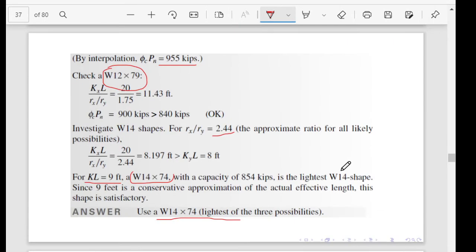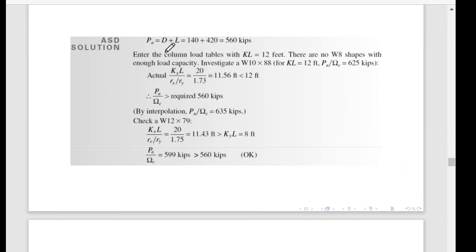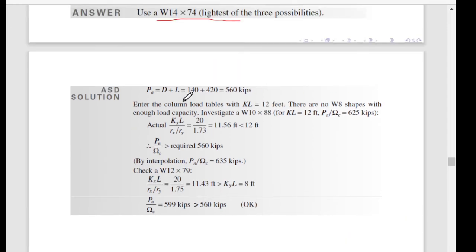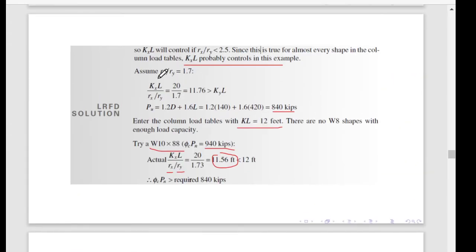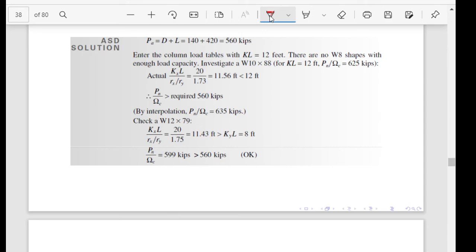This is for the LRFD solution. For the ASD solution, it is the same. It's just that the applied load is equal to dead load plus live load. Then the selected shape should be greater than this. Again, the same procedure: we assume KL is equal to 12 feet, and we assume Rx over Ry is equal to 1.7. For ASD, we use the same KL equal to 12 feet.